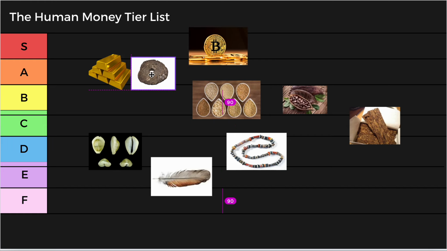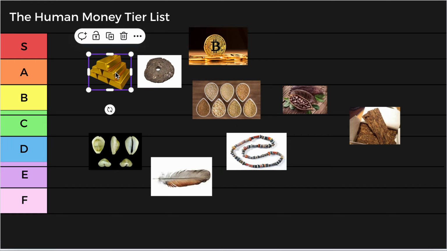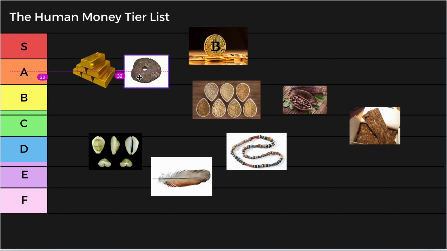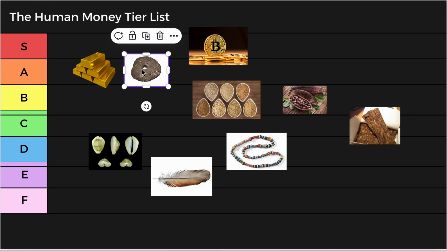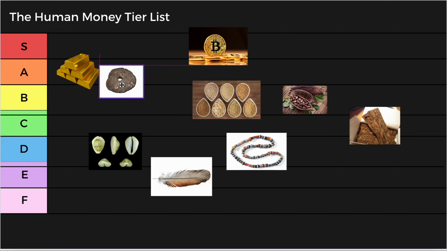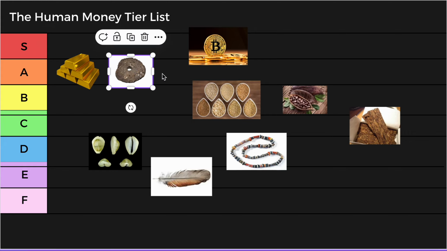Actually, I'm going to put the rye stones on the level with gold, because if the Dutch never came to the island of Yap with explosives, then the Yappies wouldn't have a scarcity problem. So I'm going to put the Yappies rye stones at A tier. The only thing that led to the demise of the Yappies rye stone was the technological advances, but that is a thing that your money needs to be able to withstand: technological advances.